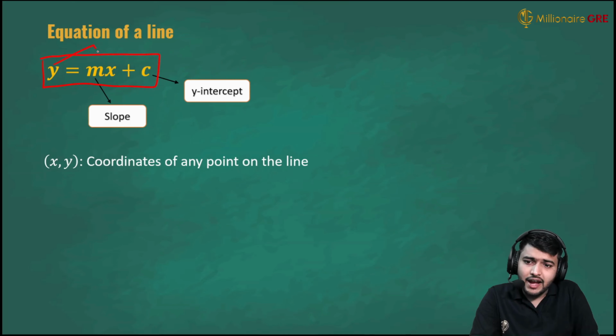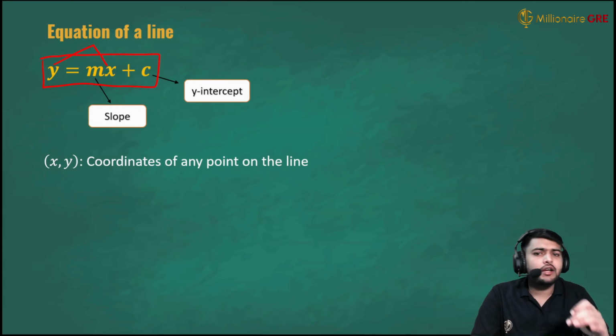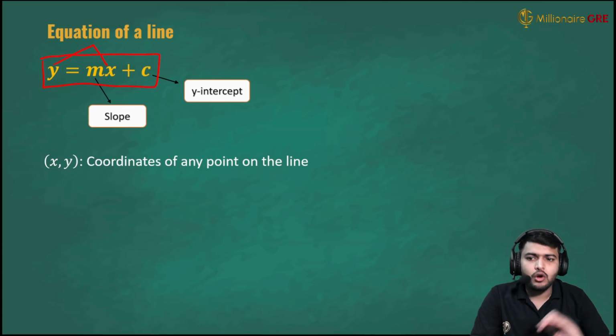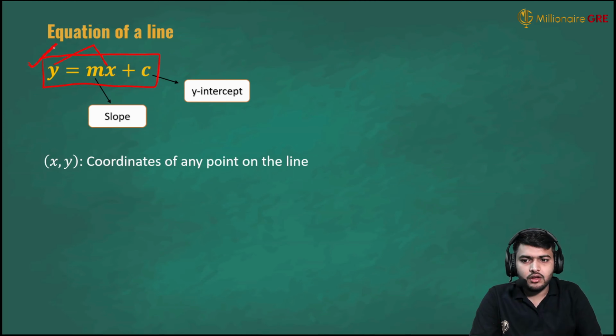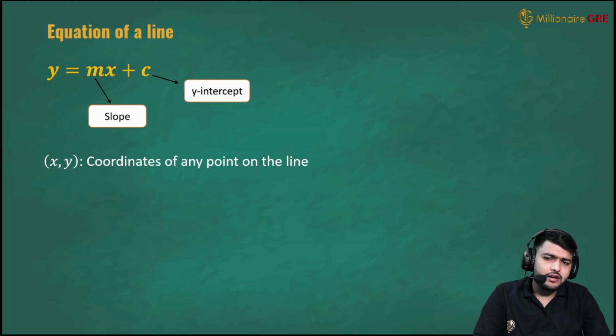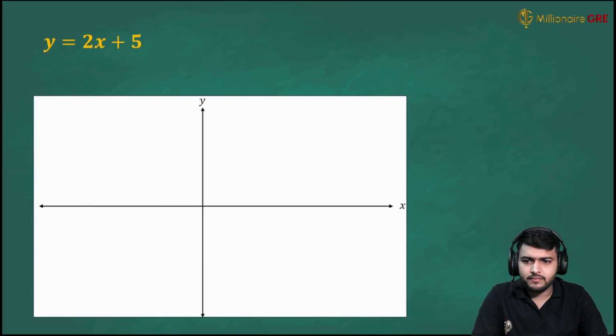Here x and y can be the coordinates of any point that lies on the line. All the points that lie on the line will satisfy the equation. So y and x are the coordinates of any point on that line. Let's understand it through some examples.